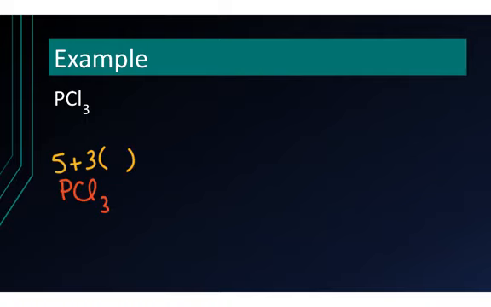If I have a look at where chlorine is on the periodic table, it's column 7. So I'm going to do 7 times 3 for 21, plus another 5 for 26 electrons.